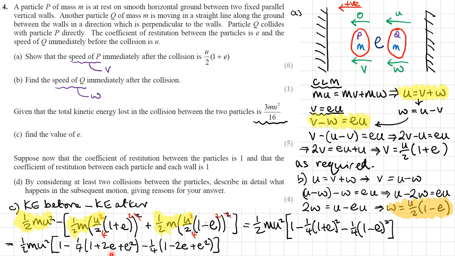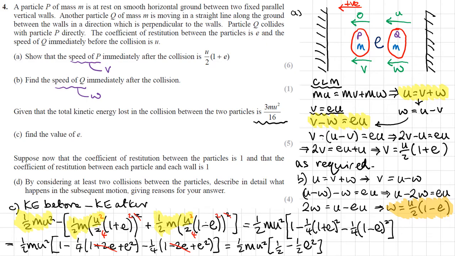Now the quarter 2e and the minus quarter 2e, they're going to cancel out, so I'll just cross those out. Now from here this will simplify to half mu squared, and then what we have in the bracket will basically become 1 minus a quarter, so that's a half, and then we've got negative a quarter e squared minus another negative a quarter e squared, so minus a half e squared.